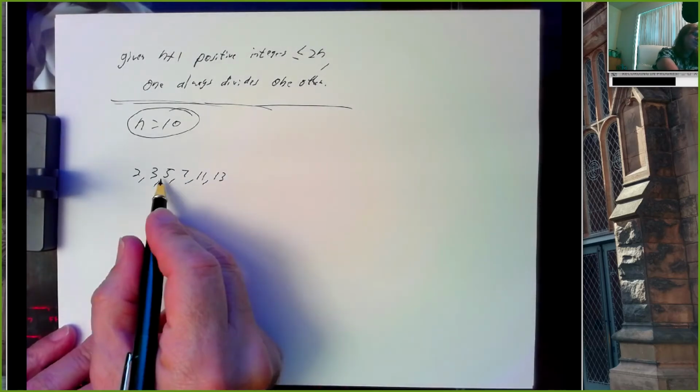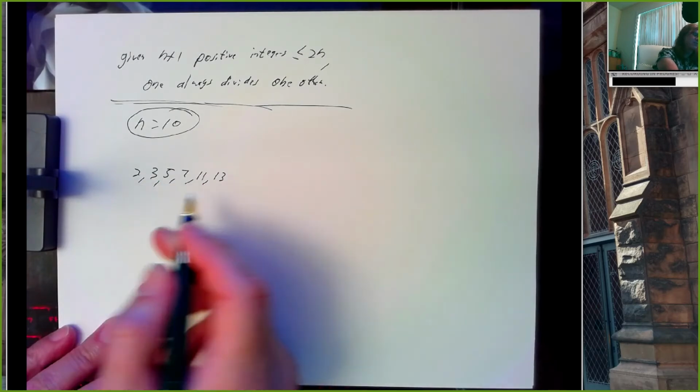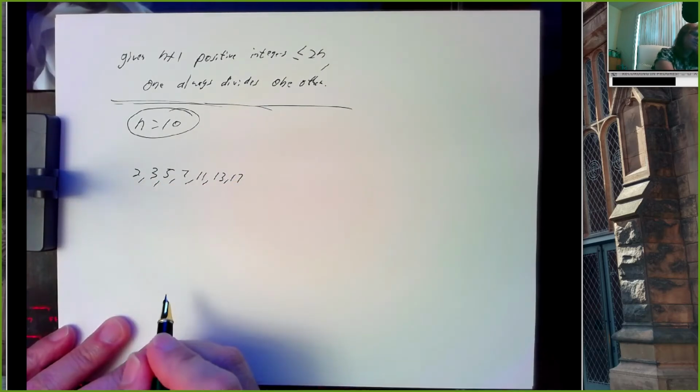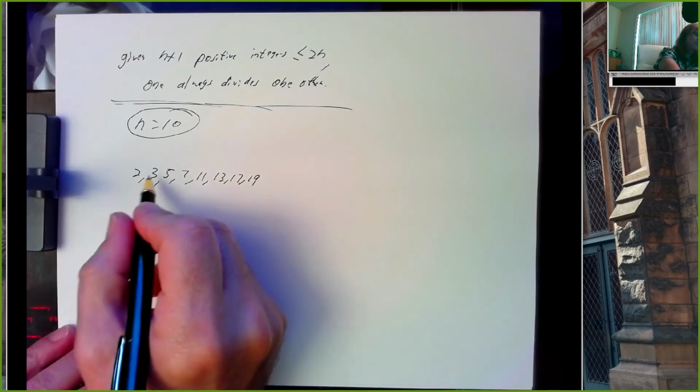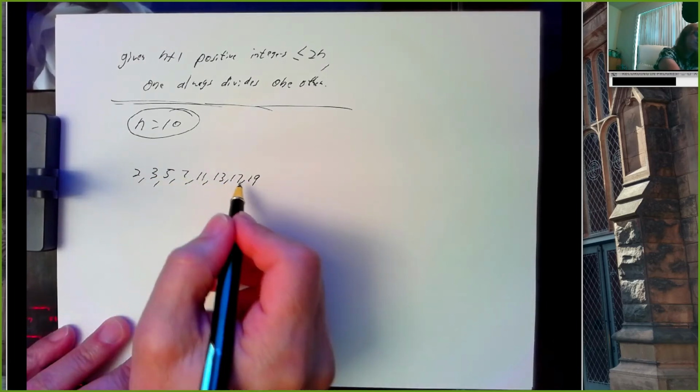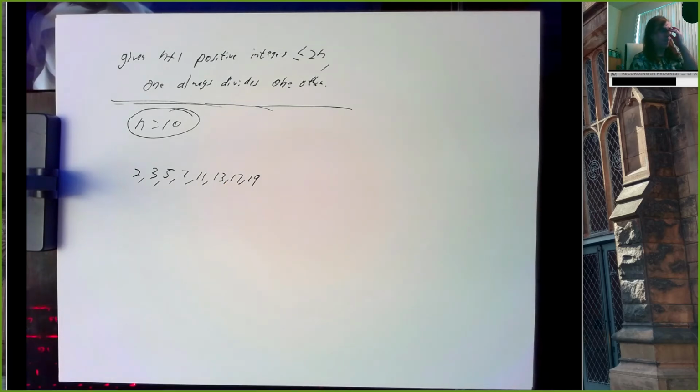We could do 13. Looks like we're mainly doing prime numbers, right? 14, 7's a factor. 15, 16, 17 is okay. 18, 2 is a factor. 19. So how do we do? We found 1, 2, 3, 4, 5, 6, 7, 8 numbers. And the goal is to find, in this case, 11 numbers.